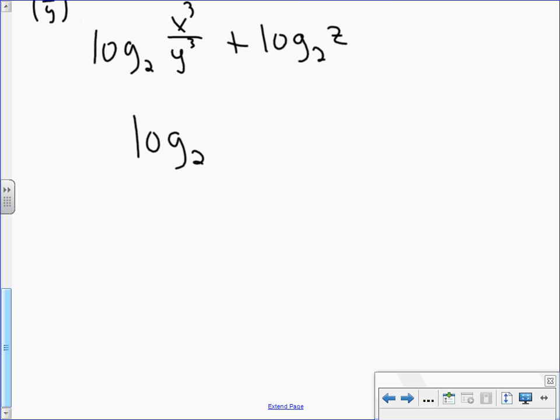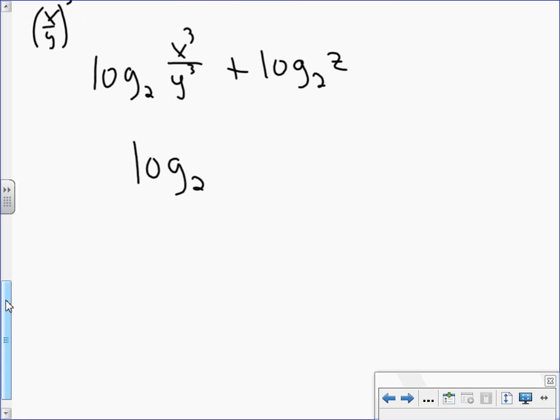Log base 2 of x cubed over y cubed times z. And you know, I can write it like that. But what would I really want to do with that? Where's that z going to go? In the numerator or the denominator? In the numerator, that's like z over 1. You do top times top and bottom times bottom. And so that z is going to be right there. I believe we'll practice the properties of exponents in the middle of logarithms.